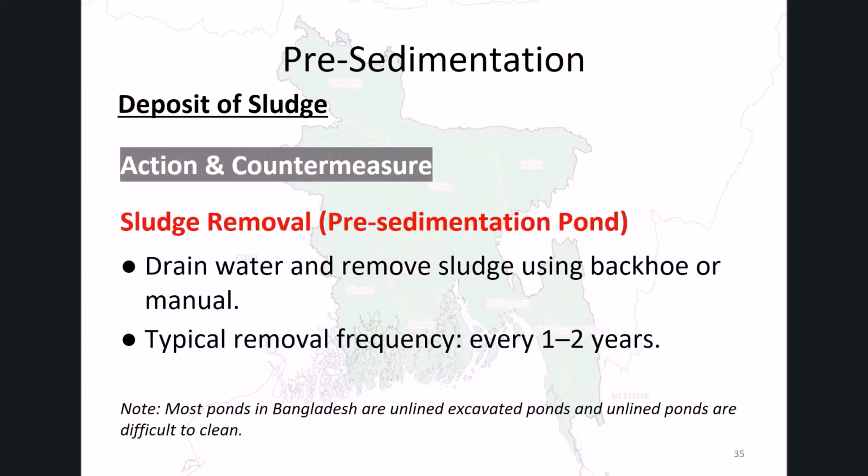Regarding the action and countermeasures to be taken, sludge removal should be done during the dry season when turbidity is lower and treatment demand is stable. If operators wait until the rainy season, removal becomes difficult and may disrupt treatment. Ensuring adequate sludge removal before high turbidity periods is essential for maintaining sedimentation efficiency, and its typical removal frequency is every 1 to 2 years.